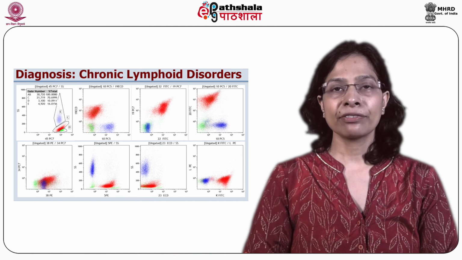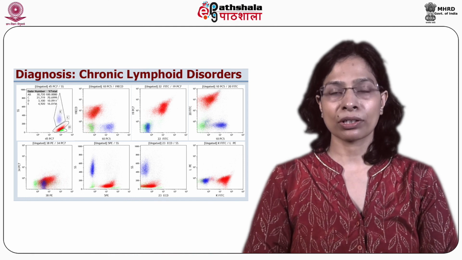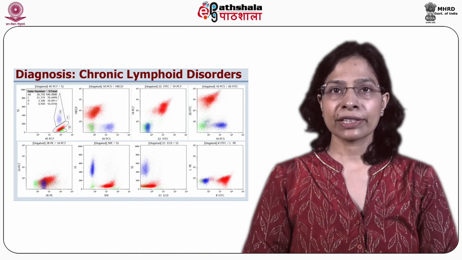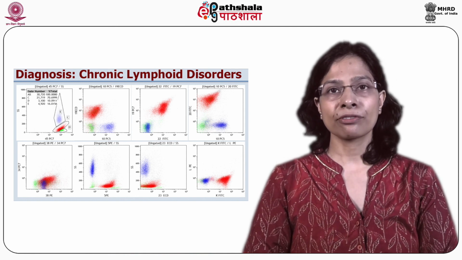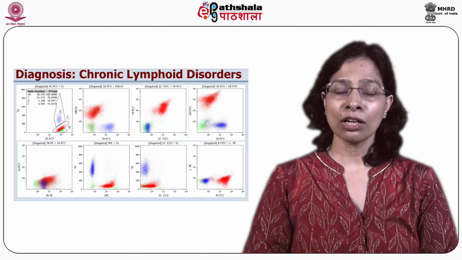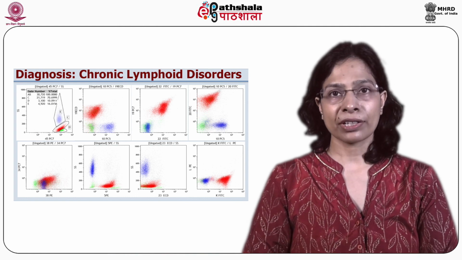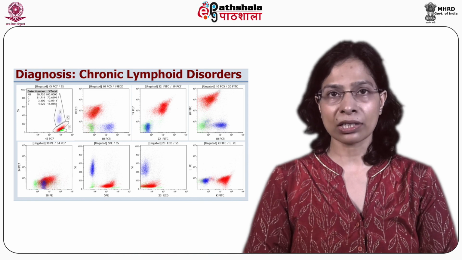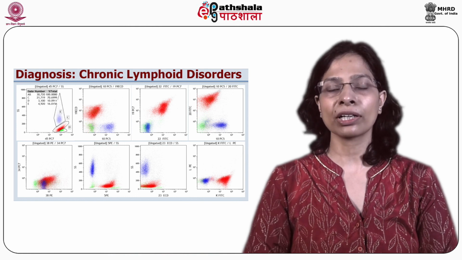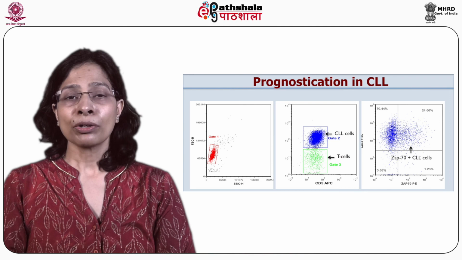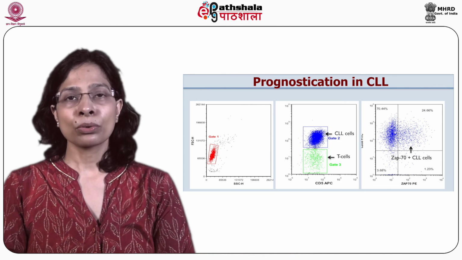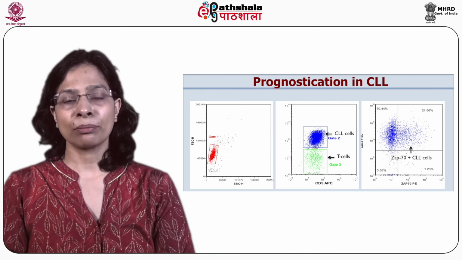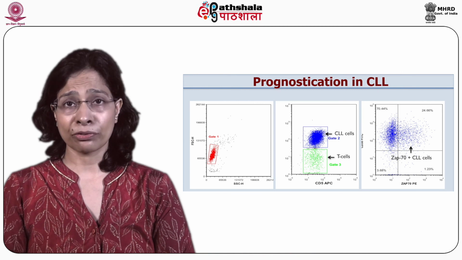Similarly, for the identification of chronic lymphoid disorders, this technology is very useful. In this particular example, the dual expression of CD5 and CD19 on the population of interest, along with the presence of other B cell markers, helps us in making a diagnosis of chronic lymphocytic leukemia. Not only in the diagnosis but also in prognosis of the hematological malignancy, this technology is useful.